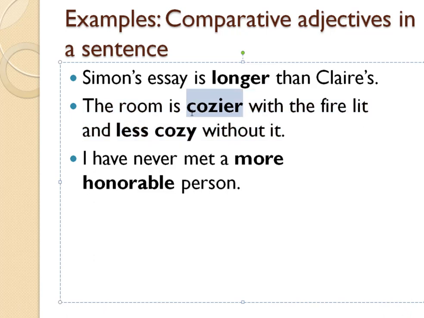So cozier is a comparative adjective, with ier at the end of the word cozy, replacing y with ier. And again two conditions are being compared, a condition of a room with the fire and without the fire. So less has been added before the word cozy. So the room is cozier with the fire lit and less cozy without it. The third example is, I have never met a more honorable person. We don't have a modified comparative adjective of honorable, so we have added more with it.